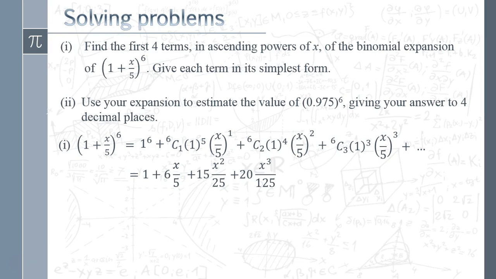It does say to give each term in its simplest form, so I've got to do a little bit of tidying up. And there it is. You'll notice that the only tidying up happens in this term here. 15 over 25 is 3/5. 20 over 125 becomes 4 over 25. And there we go. First 4 terms, each term in its simplest form.